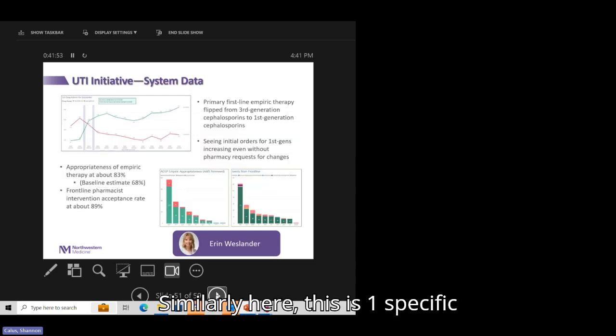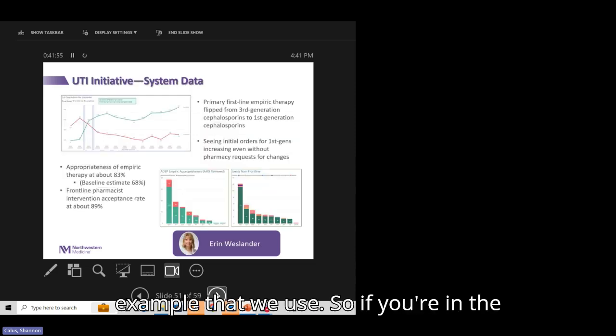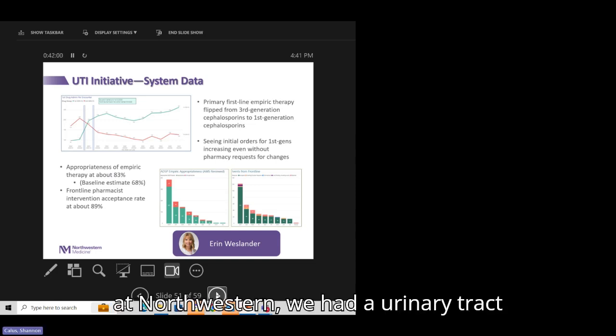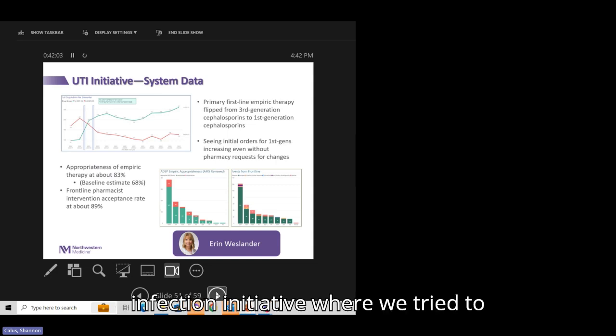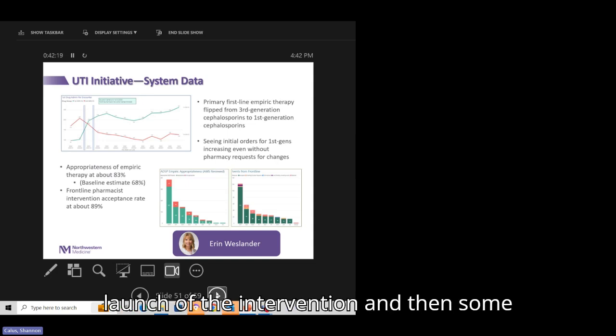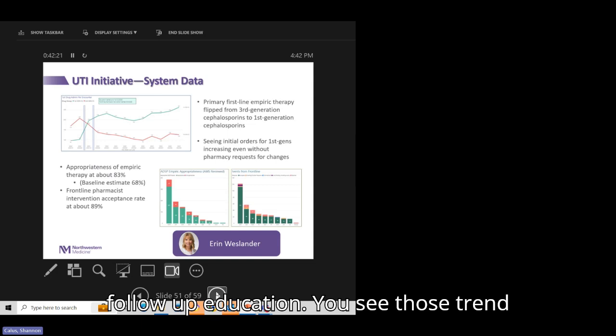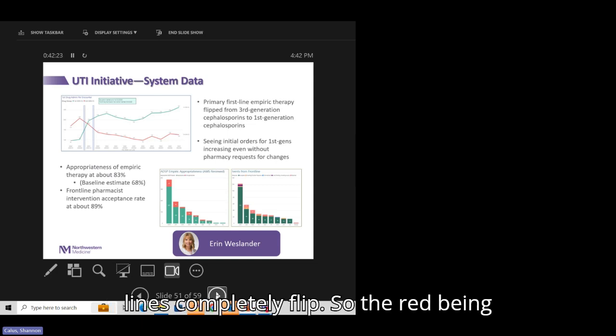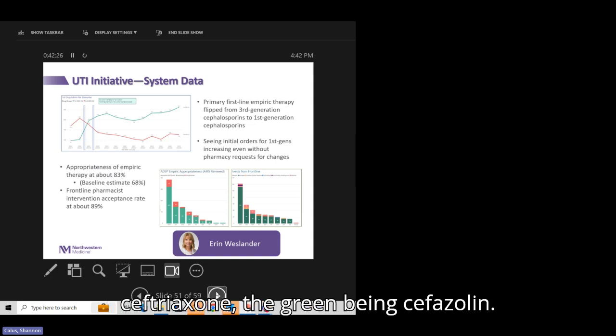Similarly here, this is one specific example that we use. If you're in the room next door for the last presentation, at Northwestern, we had a urinary tract infection initiative where we tried to push people from broader spectrum, 3rd generation cephalosporins like ceftriaxone to 1st generation agents like cefazolin. We really saw that the appropriateness rates increased. So here in the graph, you can see the 2 purple vertical bars are the launch of the intervention and then some follow-up education. And you see those trend lines completely flip. So the red being ceftriaxone, the green being cefazolin.